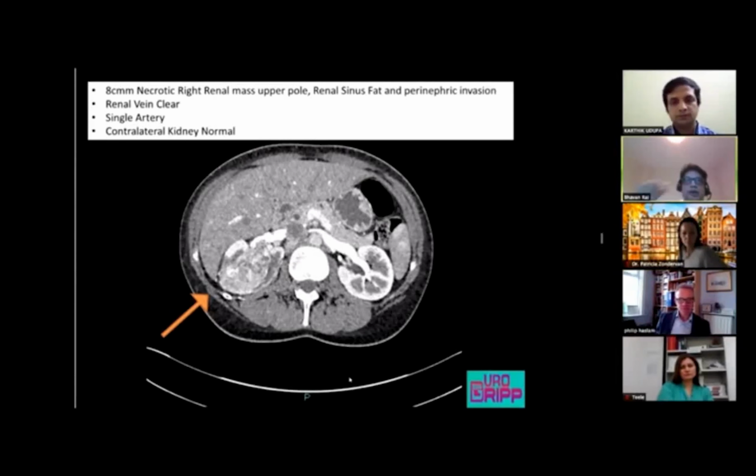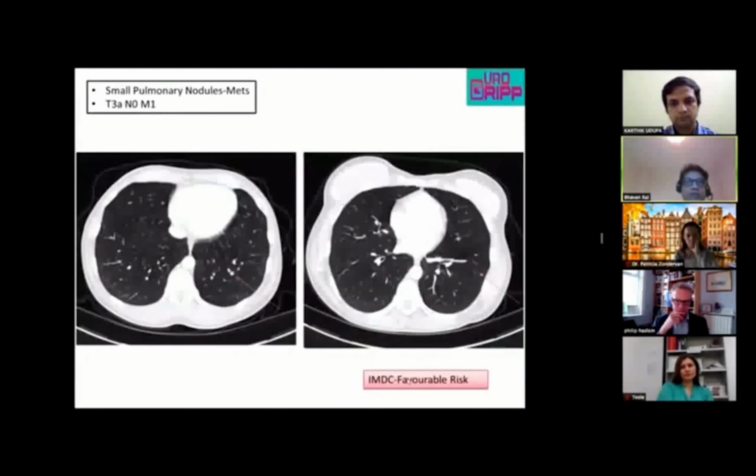Okay, excellent. So we did discuss it in our radiology Uro MDT, and it was an 8 centimeter necrotic right renal mass. There was renal sinus fat involvement and perinephric invasion. The renal vein was clear. There was a single artery, and the contralateral kidney was normal. So we staged the patient, and this is what we found on the staging CT.